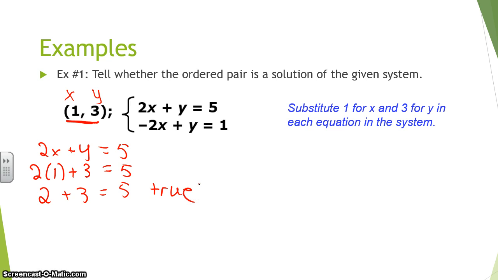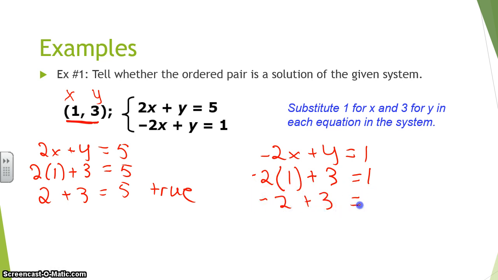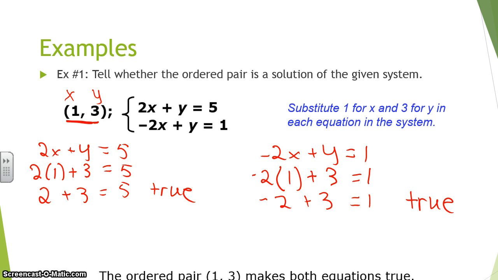Let's set up our second equation. We have -2x + y = 1. Substituting 1 for x and 3 for y, negative 2 times 1 plus 3, is that going to equal 1? Well, let's see. Negative 2 times 1 is negative 2, plus 3. Does that equal 1? Yes, that is true. So is this a solution? The ordered pair (1, 3) makes both equations true, so therefore (1, 3) is the solution of the system.